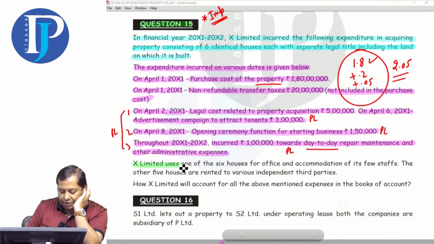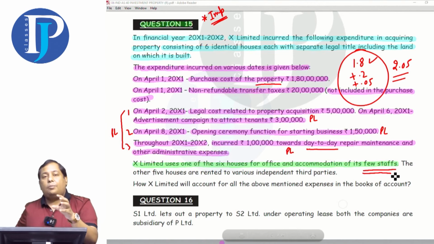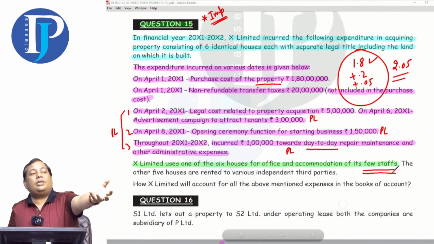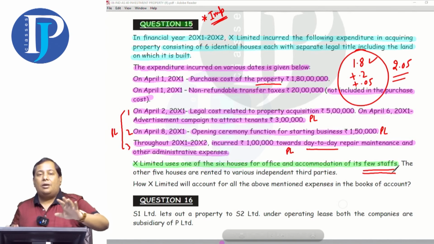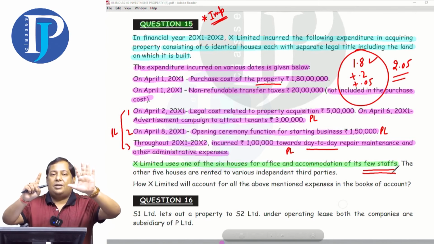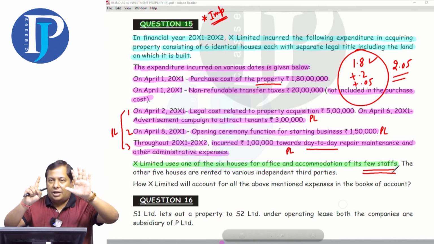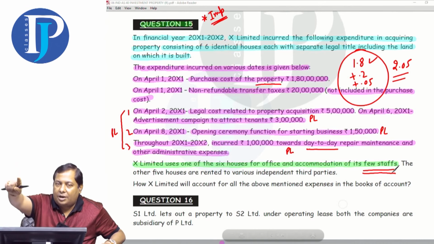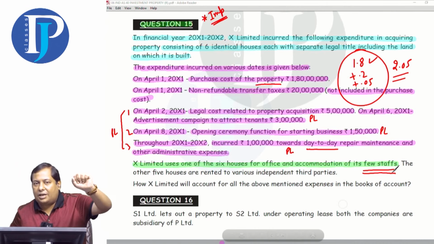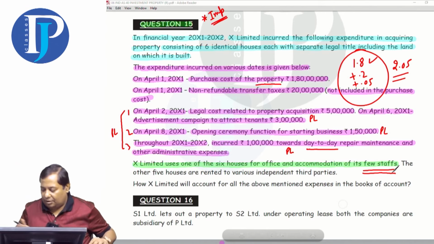X Limited uses one of the 6 houses for the purpose of office use and accommodation for its few staff. Yes, staff. When we give any of our property to our employees for their use, that type of property is called owner occupied property. And we apply Ind AS 16 on it. I have purchased 6 properties. 6 houses are built. One of them is used for office purposes and is given to the employees. So Ind AS 16 will be applied on it. And on the remaining 5, Ind AS 40 will be applied.